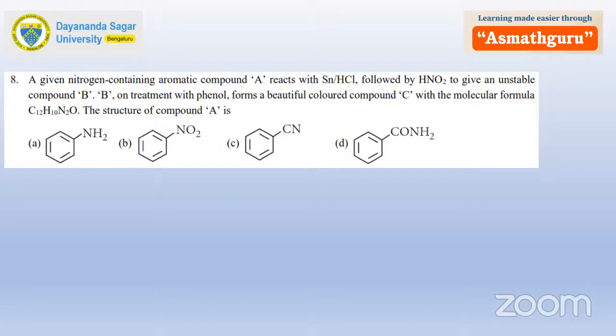A given nitrogen containing aromatic compound A reacts with tin and HCl followed by HNO2 to give unstable compound B. B on treatment with phenol forms a beautifully colored compound C with a molecular formula C12H10N2O. The structure of A is.